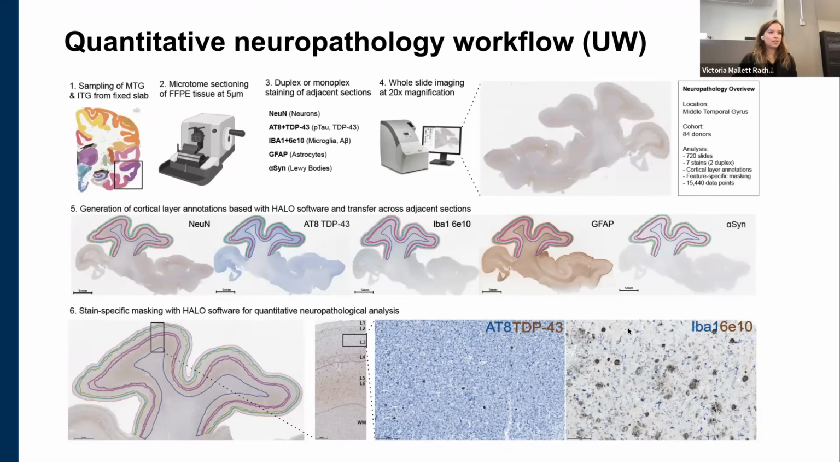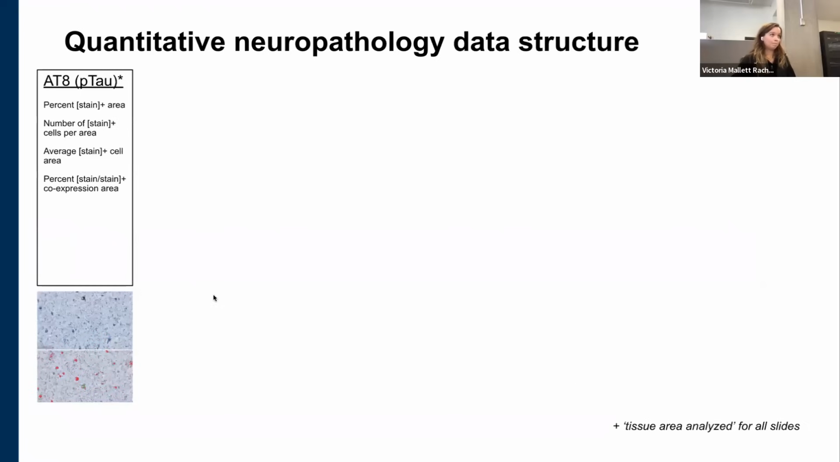So this is the workflow just for this first region. It's a huge effort. There have been 720 slides, 7 stains. Some of these are duplex, as mentioned here. There's the cortical layer specification and the masking. So it's a huge effort. And there's a super cool, what we are now calling a virtual microscope online, that allows you to look at these whole slide images, zoom in on them, and see the annotations as well as the masking, which I'll show in a second.